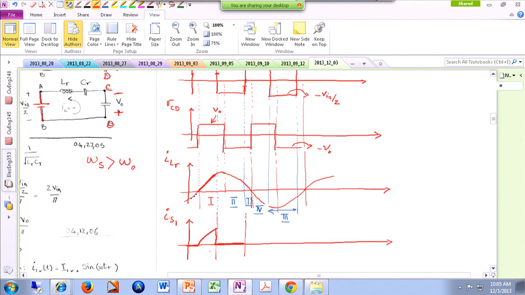All right? And this again repeats itself all the way when you go back to ILR positive, positive, negative, positive. Yeah, somewhere around here.